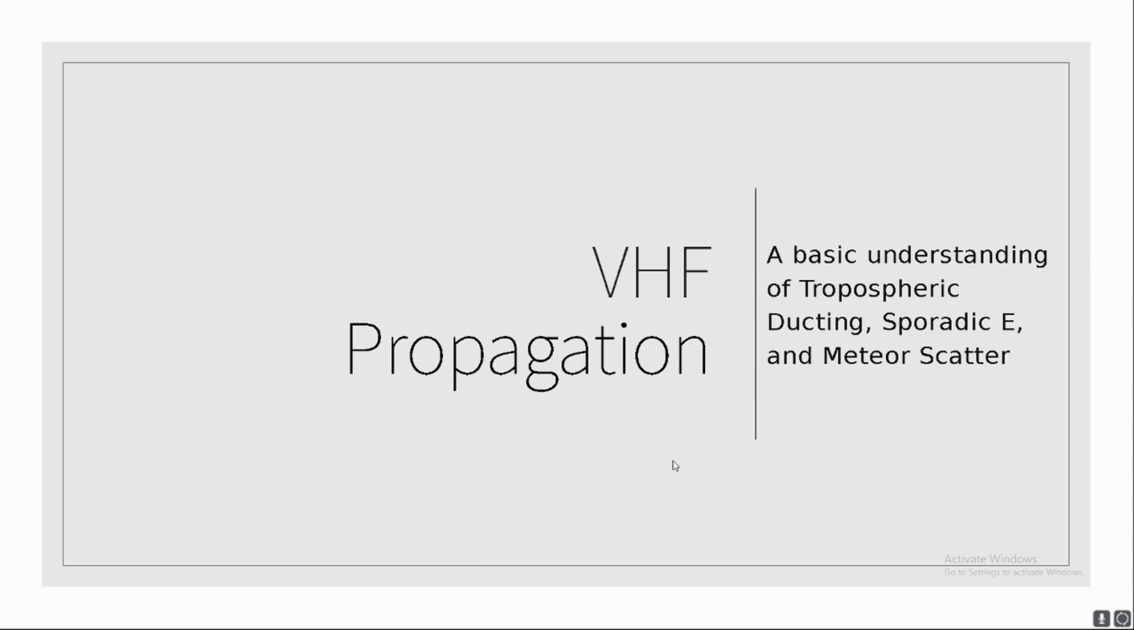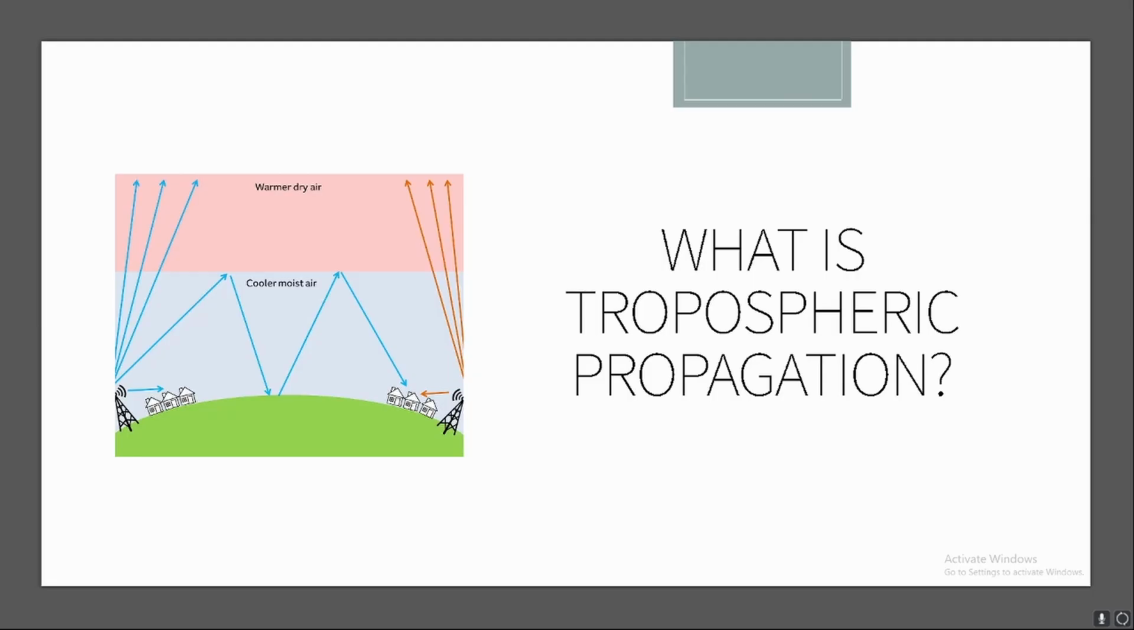Today we're going to be going over a basic understanding of tropospheric ducting, sporadic E, and meteor scatter. So, what is tropospheric propagation? Well, you can see over on the left side of the screen a nice little diagram. Goes up, comes back down, can do some hops and get you a little bit further out than what you would normally get with VHF.